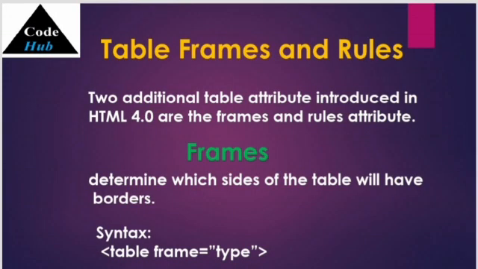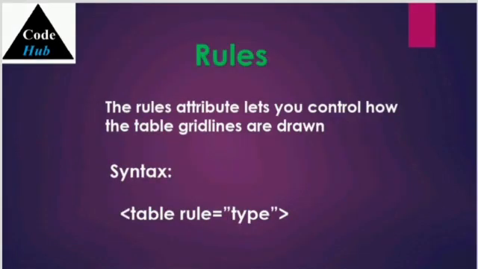Let's know about table frame and rules. Two additional table attributes introduced in HTML 4.0 are the frame and rules attributes. With the frame and rules attributes, you can control how borders and grid lines are applied to the table. The frame attribute allows you to determine which sides of the table will have borders. Syntax is: table frame equals type.